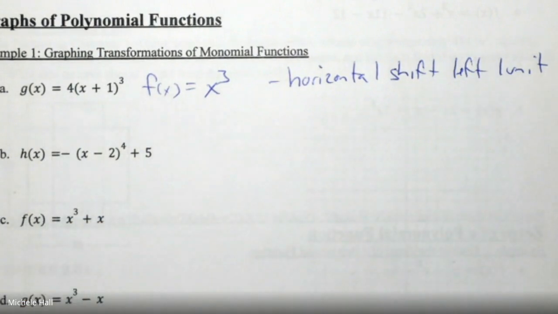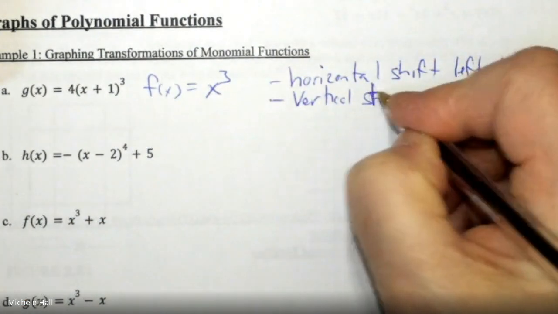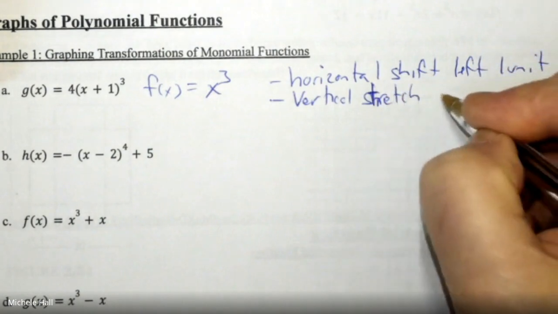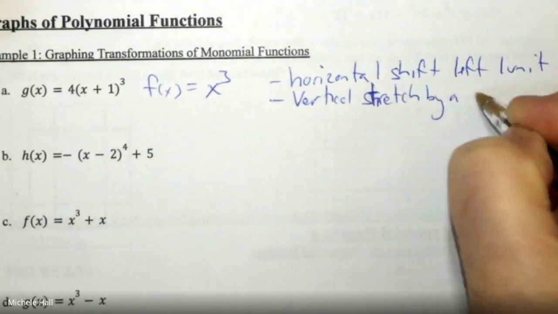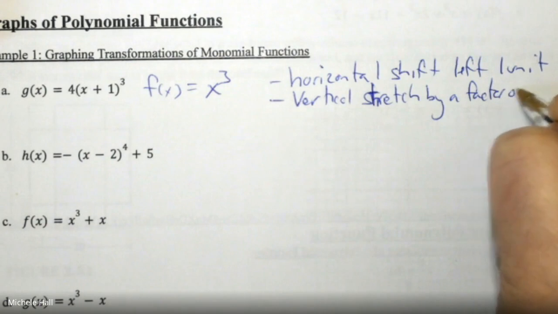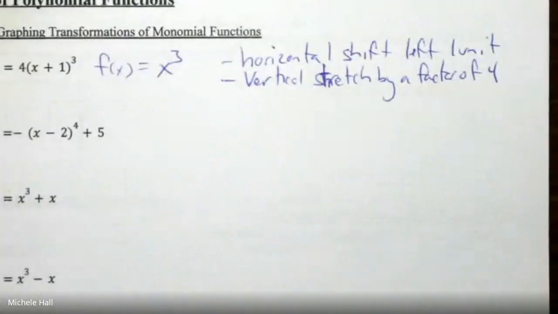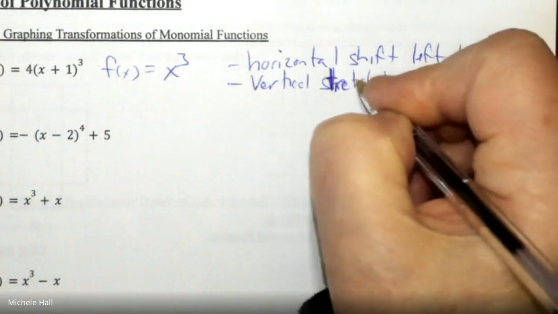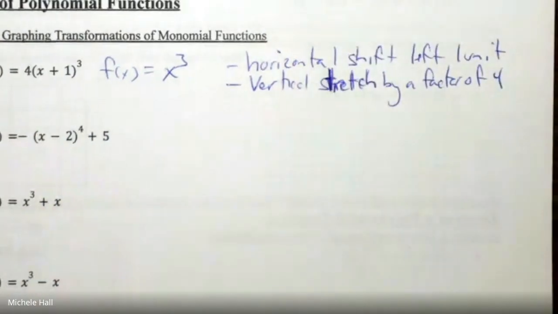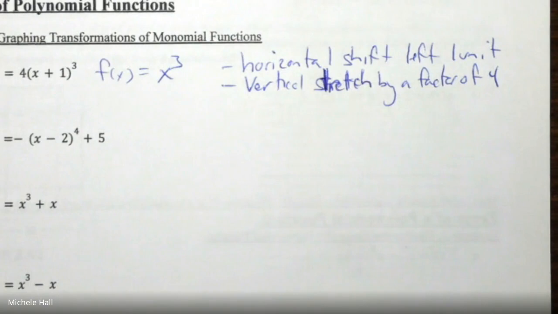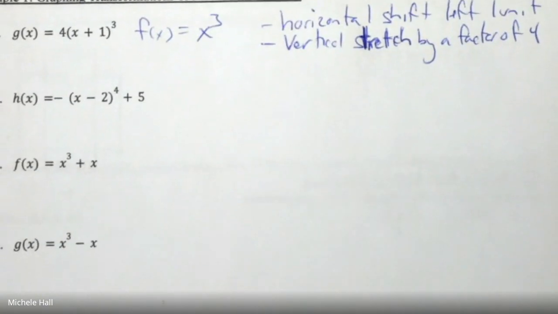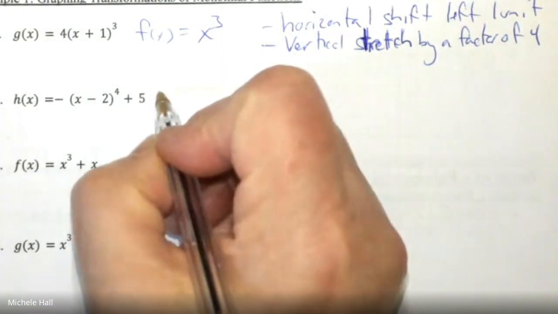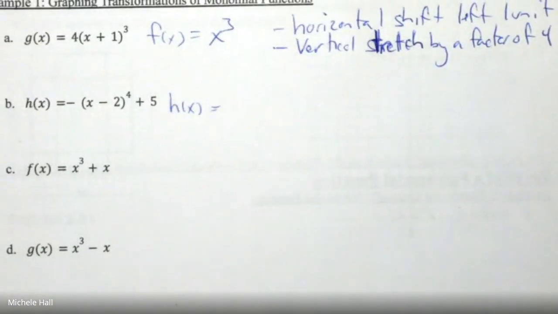Y is about what kind of shift? Vertical stretch by a factor of 4. Vertical stretch. And that's all that's being done on that one. The next function, what is the parent function for this one? Emily, what do you think the parent function is for letter B?